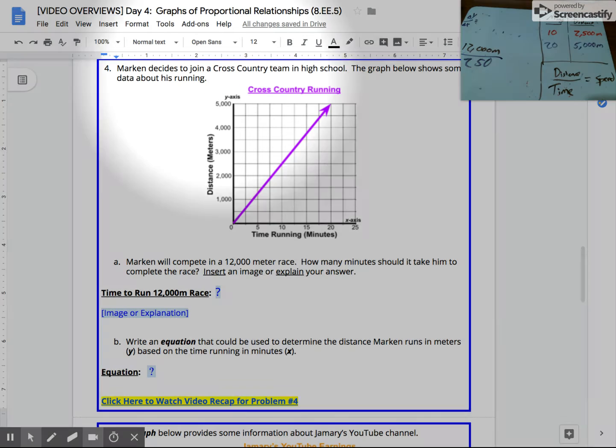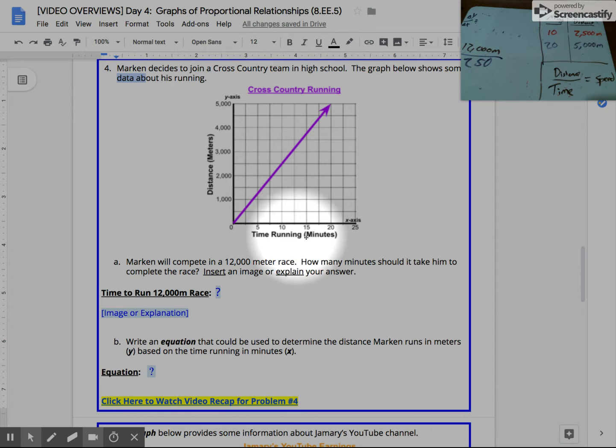All right. For problem number 4, we're told that Markin decides to join a cross-country team in high school and that the graph will show data or information about his running. A key thing to recognize on this graph is that this is going to be comparing two variables. It's comparing how long he's been running in minutes, the time running, and the purple line's telling us as he starts running over time how much distance he covers in meters.